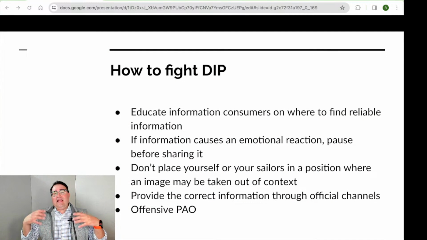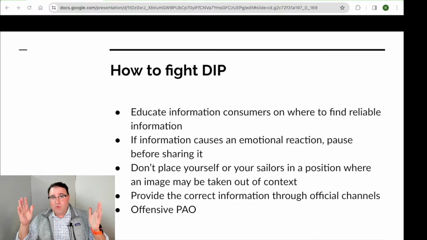Finally, we need to, as Americans, provide the correct information through official channels. And that's not really something we do right now. And we don't tend to be able to disseminate that at internet speed. And one of the ways to fix that is with what's called an offensive PAO. Now, this kind of enters the realm of while we're dreaming, I want a pony.